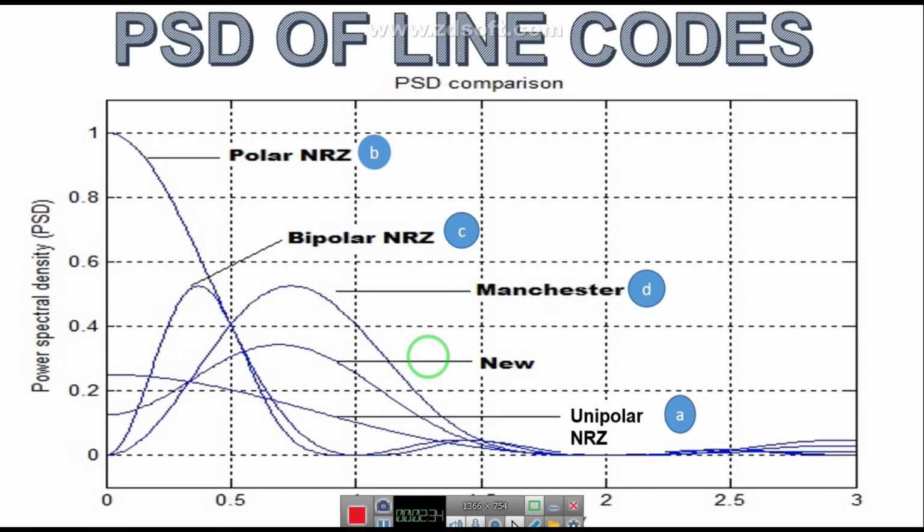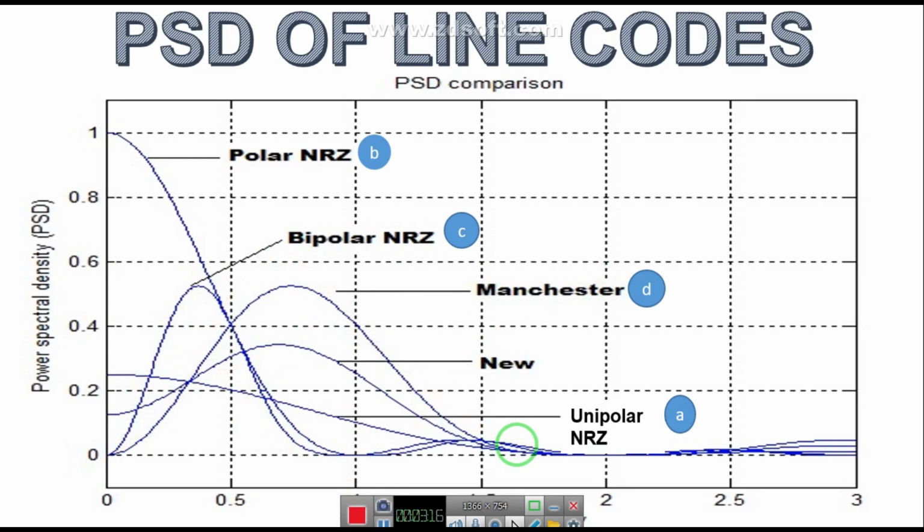So basically, if you look at the screen, there are different types of line codes. Focus on this one, which is given by curve A. This curve A is nothing but your unipolar NRZ, that is non-return to zero. This is the graph of polar NRZ. This is bipolar NRZ, and this is your Manchester line code.